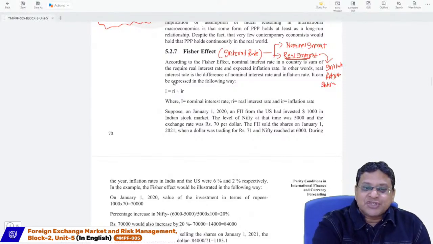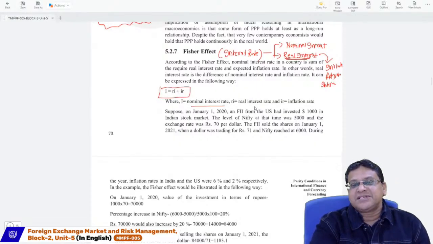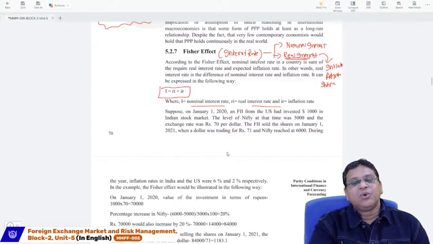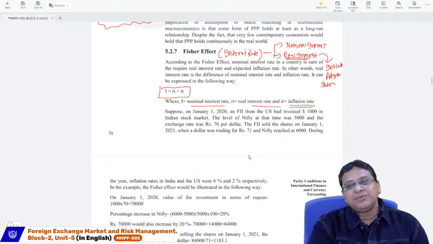So interest rate has two components. One is nominal interest rate, another is real interest rate. Real interest rate is the difference between nominal interest rate and inflation rate. The real interest rate throughout the world must be the same, and nominal interest rates throughout the world are different. Why are nominal interest rates different? Because inflation rates in different countries are different.